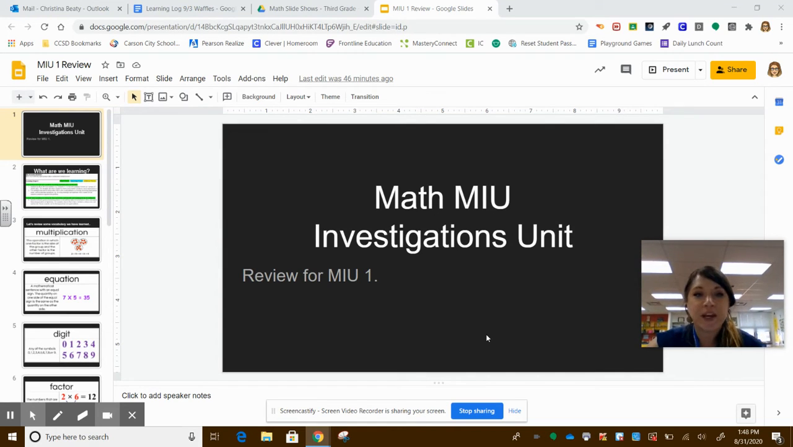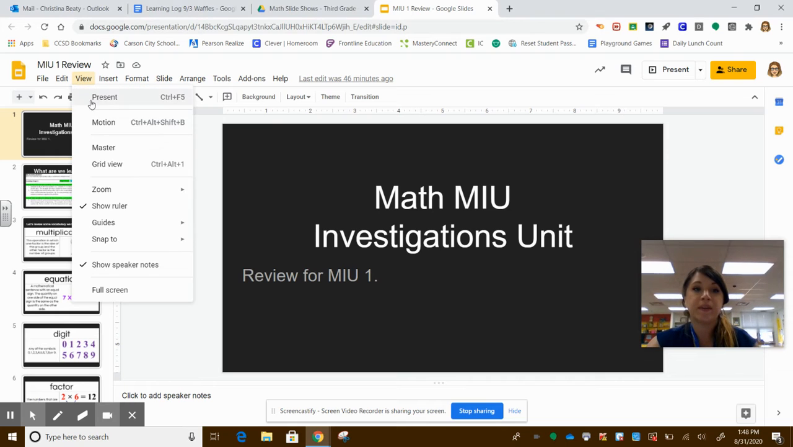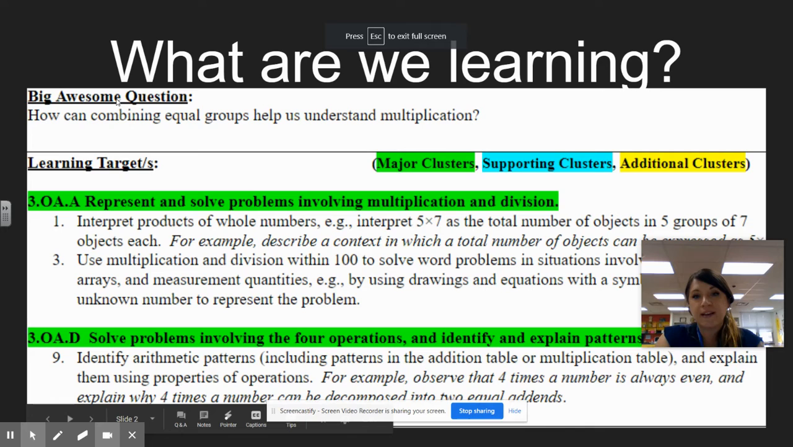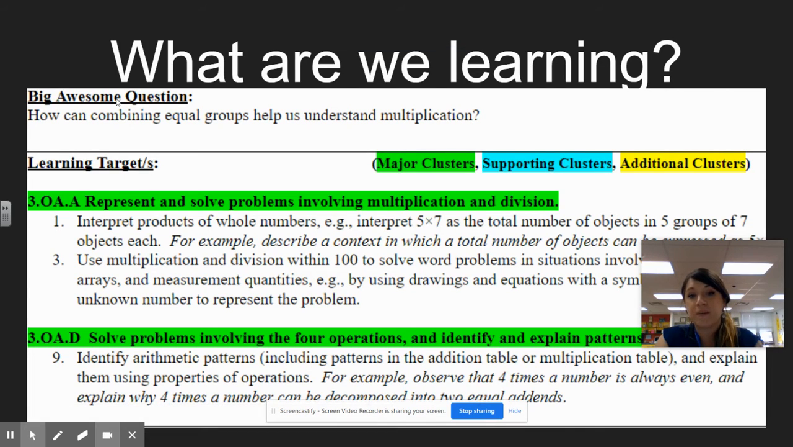I am just making a quick video to help you with review of our first MIU. It came up really quick, but let's go over what we've learned so far and do some practice problems to be ready for our test. So, we've been learning about things that come in groups, and we're able to solve problems involving multiplication and division.